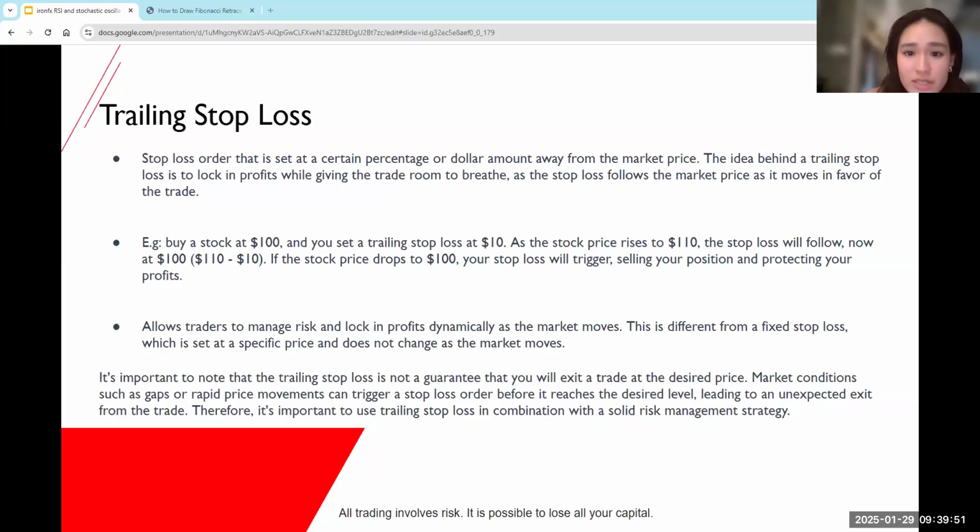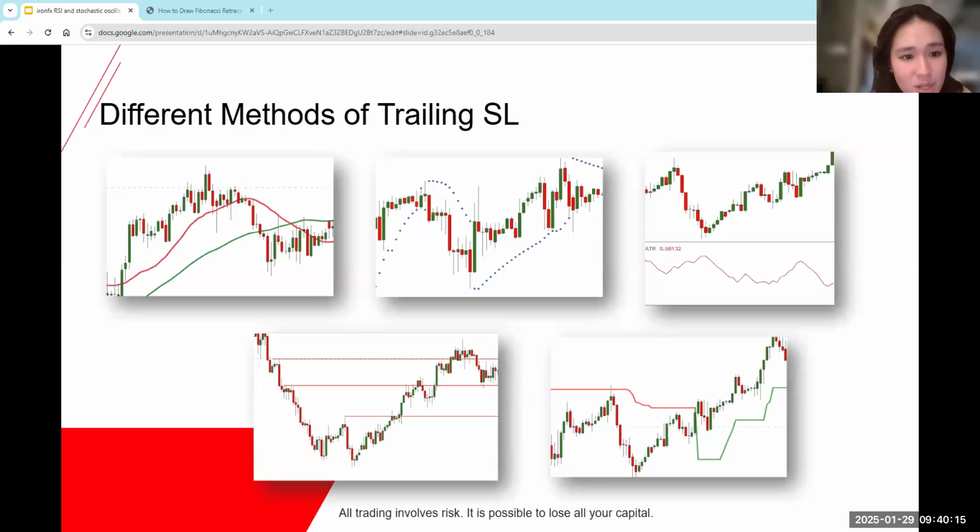The trailing stop loss technique can be useful because it allows you to manage risk and lock in profits dynamically as the market moves. It's different from a fixed stop loss, which is set at a specific price and doesn't change as the market moves. And these are the different types of trailing stop loss that you can use.